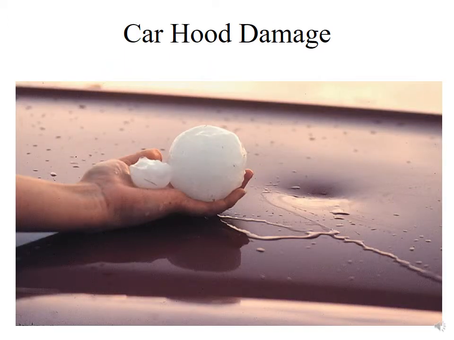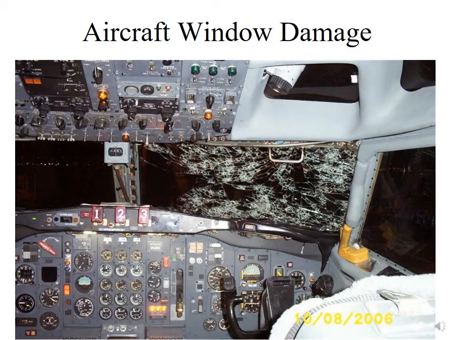And of course, you'll get these big dents in the hood of the car. You can get lots of little dents or a few big ones like this one. And of course, aircraft are not immune to hail damage as well.